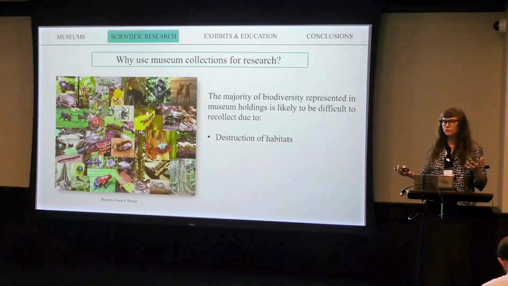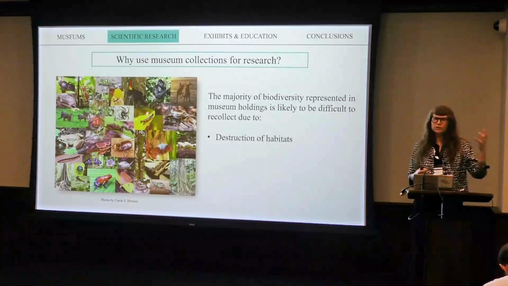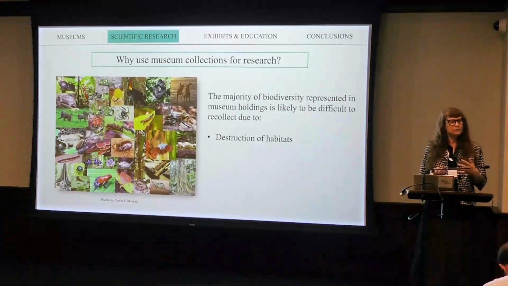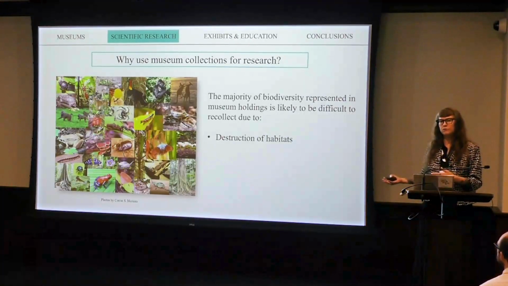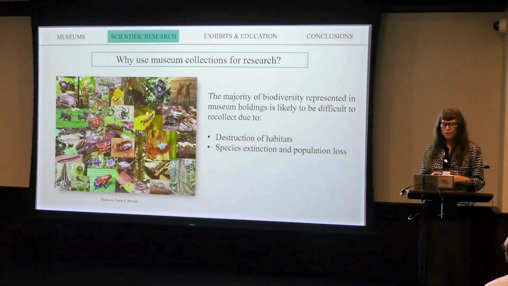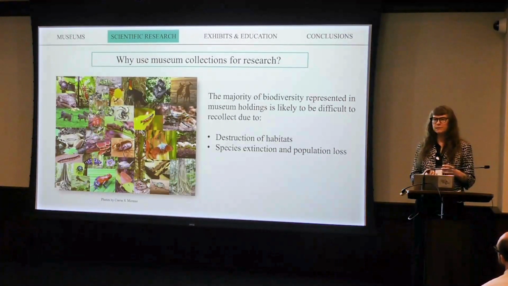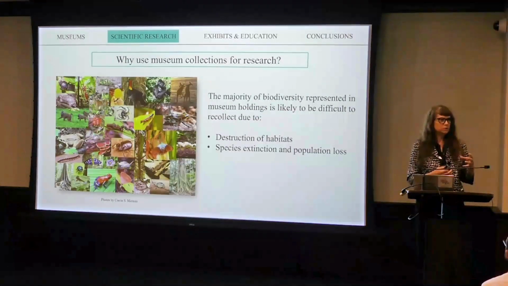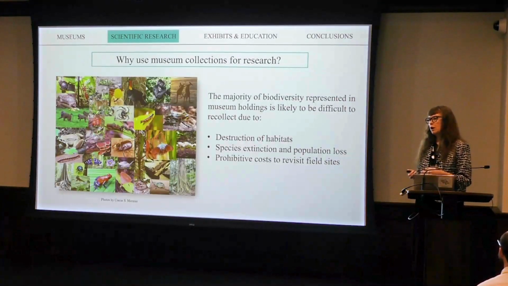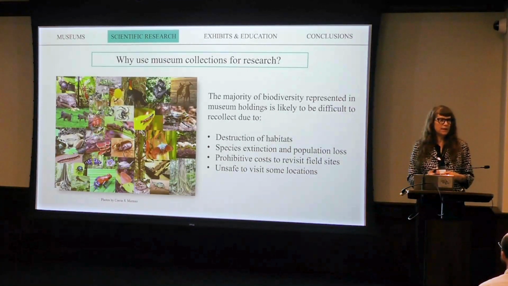We know that we have transformed, even in North America, habitats entirely, from native grasslands to forests that never existed. And so with that, we are losing biodiversity, or at least we're losing our understanding of how it may have evolved through time. But we can go into those collections and look at what still remains. We also know that species go extinct, and we also see population losses. So in some cases, museums are the only way we're going to be able to look at what has happened or changed through time. There can be prohibitive costs for revisiting some locations, as well as in some cases it's actually unsafe to visit those locations.